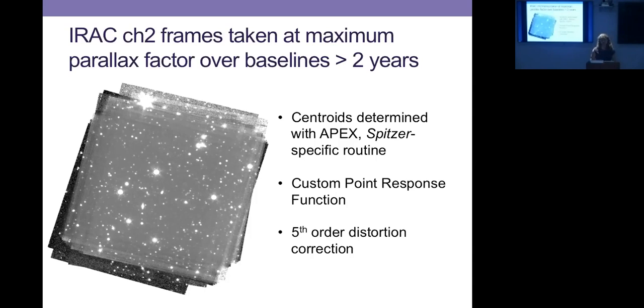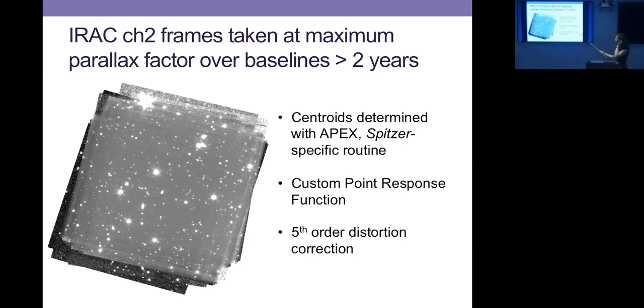And we use the APEX routine that was provided by the Spitzer Science Center to determine our centroids. And as part of this centroiding process, we actually used a custom point response function that was created for us. So basically, the pixels on Spitzer are so large and you're undersampling the point spread function that what you have to do is also include how the pixel responds differently across it. One spot of the pixel might actually be less sensitive than another spot of the pixel, and that will affect where you think your centroid is going to be.